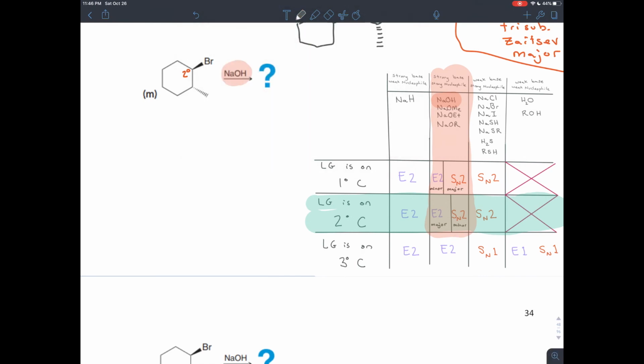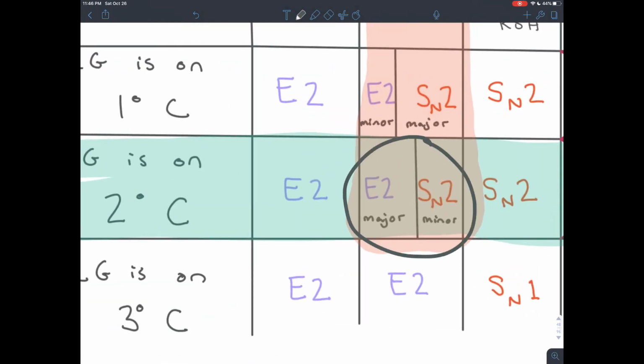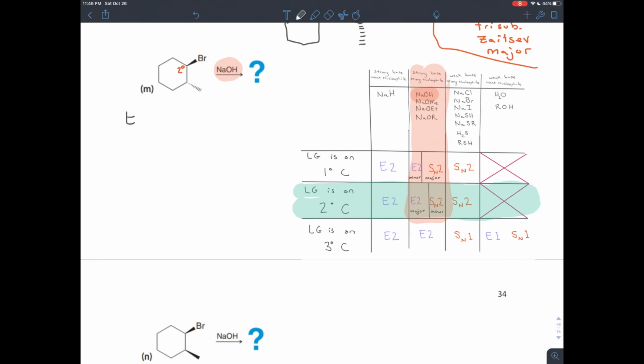And so we're going to deal with a similar scenario as we were dealing with before, 2 products, E2 product and Sn2 product. The E2 product is major, and the Sn2 product will be minor.